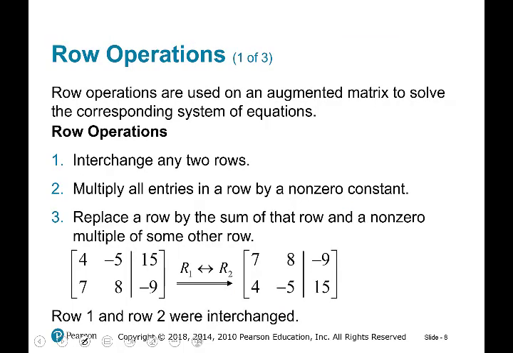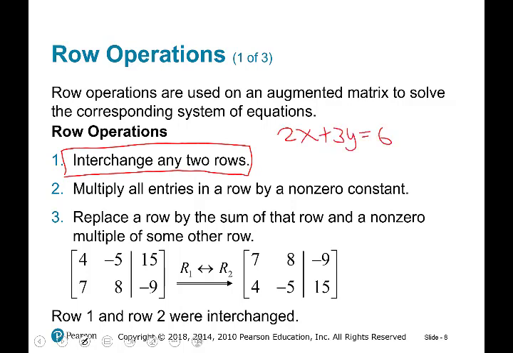With matrices, you can do pretty much the same as you did with the system of equations. For example, you can interchange any two rows. Let's say that I have this system of equations, 2x plus 3y equal to 6, 6x minus 5y equal to 8. It doesn't matter, I can change the order of these equations. I can place the second equation on top and this one here, and it's pretty much the same system. Doing that with matrices will be the same.